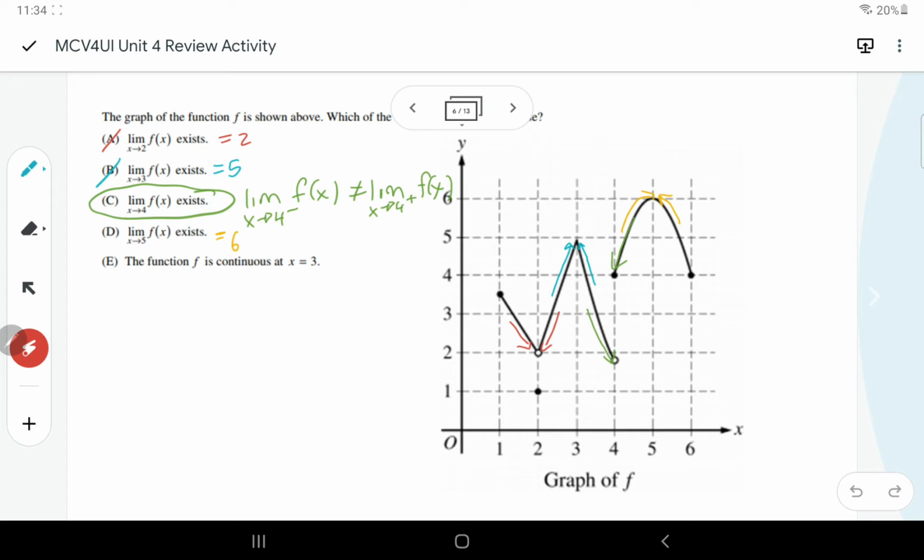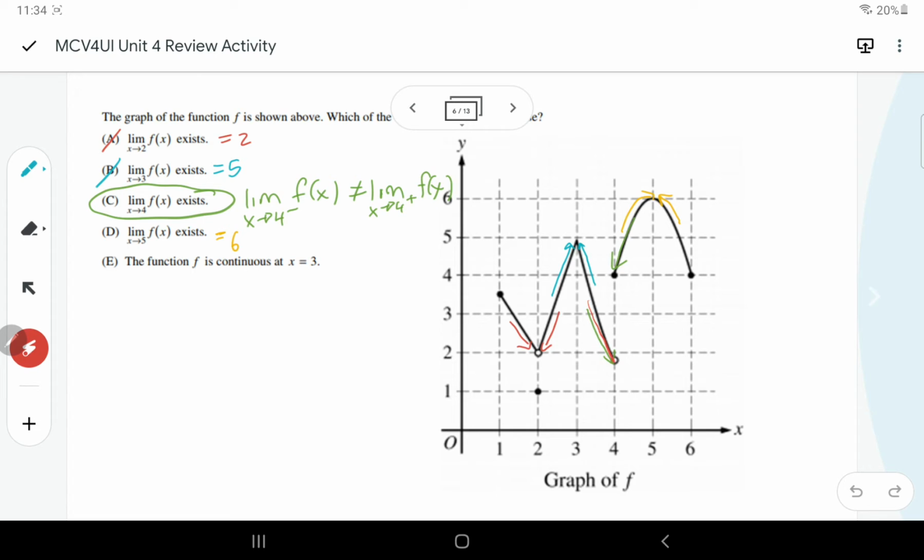The limit does exist. For b, it says the limit of f of x as x approaches 3. So similarly, I've drawn these blue arrows in here. It's getting close to a value of 5. That limit exists.